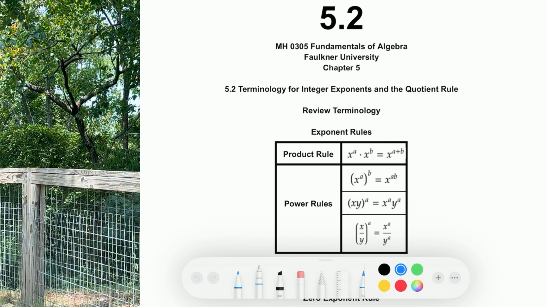Welcome back, students. We'll be looking at section 5.2, terminology for integer exponents and the quotient rule. So let's do a quick review of what we learned in the last section. We learned two exponent rules. We learned the product rule and we learned the power rules. Remember, in the product rule, we actually add our exponents, and in the power rule, we multiply the exponents.